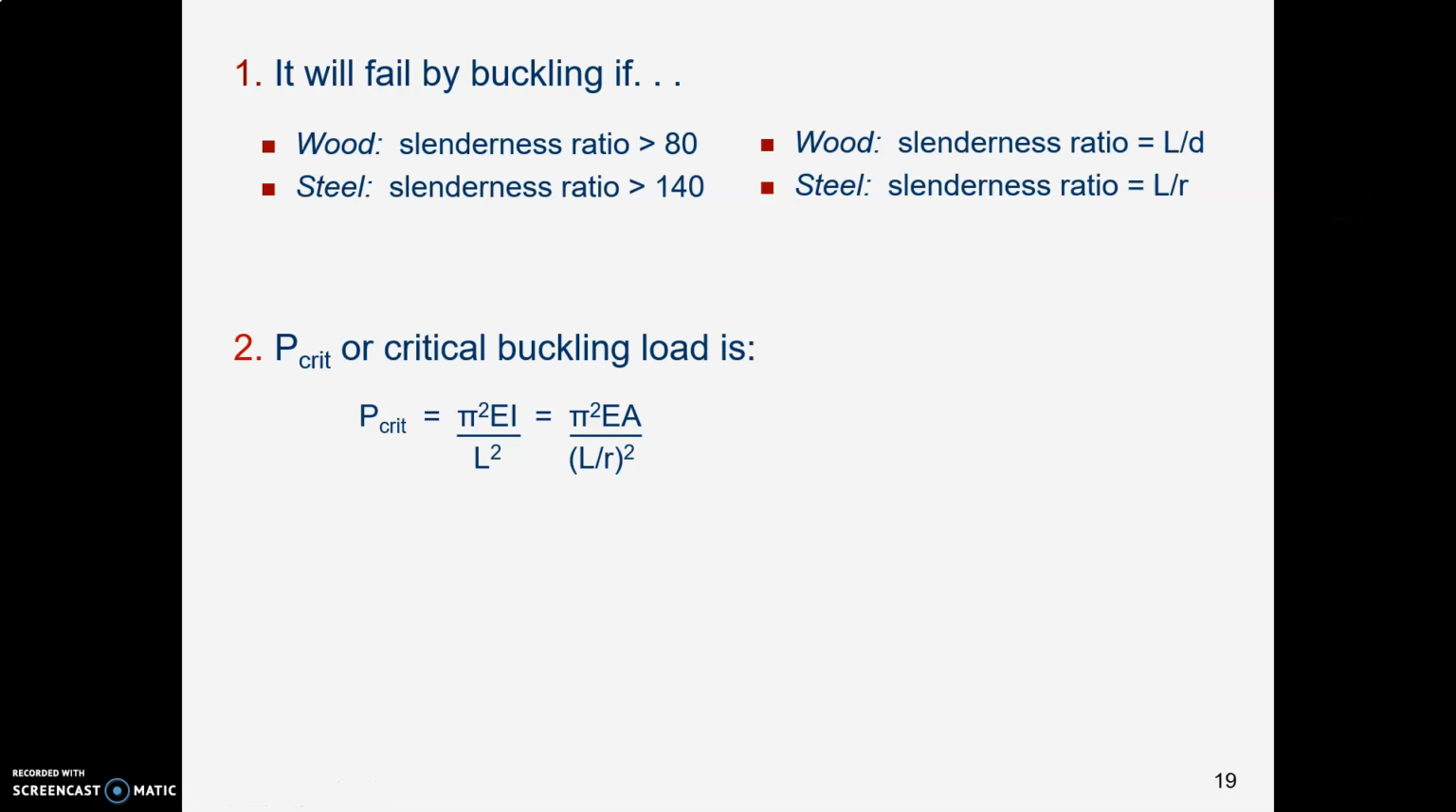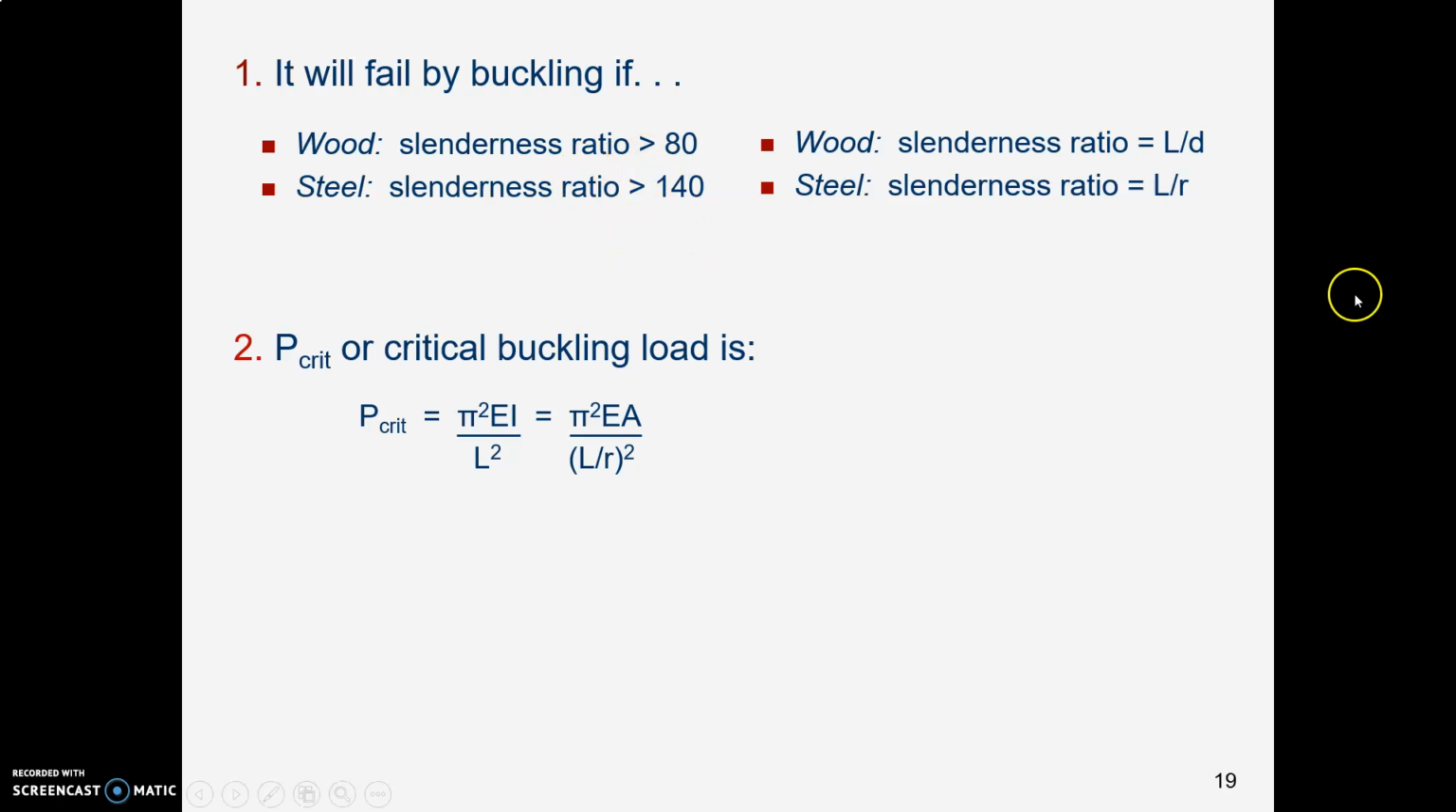To summarize, first you look at the slenderness ratio. Will it fail by buckling? It will fail by buckling in a wood column if the slenderness ratio, length divided by thinnest width, is greater than 80. And in a steel column, it will fail by buckling if the slenderness ratio, length divided by radius of gyration, is greater than 140. And we'll practice with that in the next set of slides.